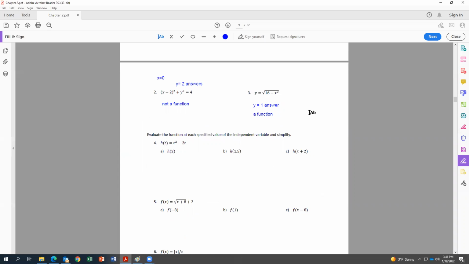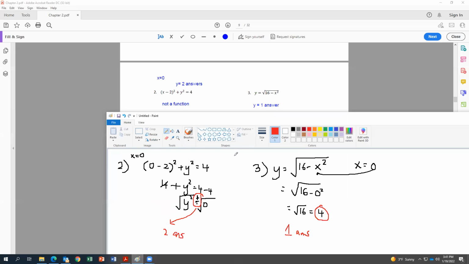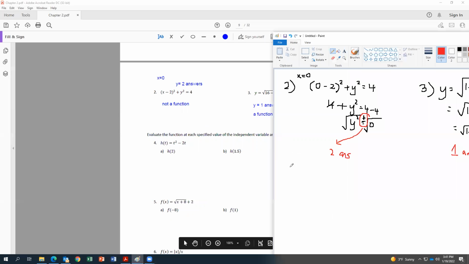So in order for us to have a function, your y can only have exactly one solution, and that's why it is a function. But if you go for number 2 here, it's not a function. So make sure you guys know this is what we did algebraically. Just plug in any number you want, and then figure out if that gives 1 or 2 answers.